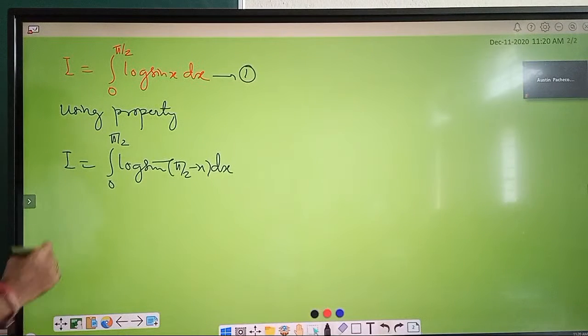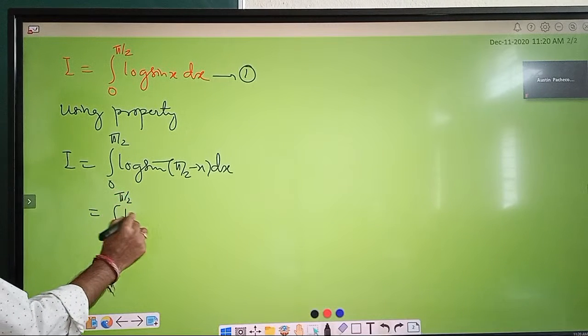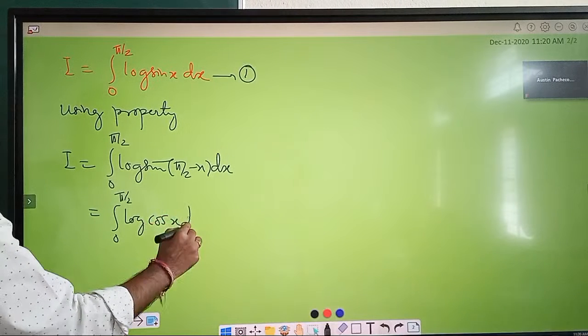Then what you get here is 0 to pi by 2 log of sin(90 minus theta), which becomes cos theta. Correct?